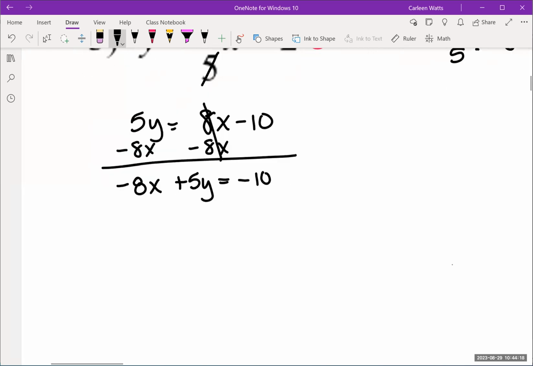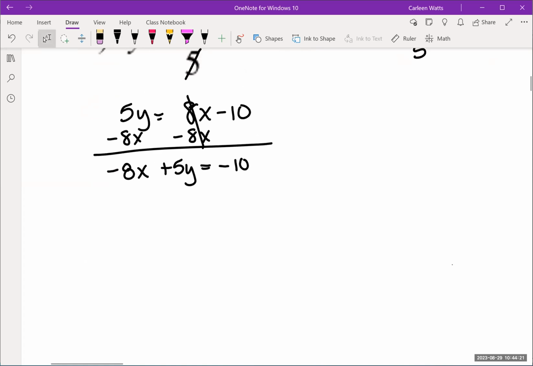Okay, now in Khan Academy, when you're doing practice problems, you leave it like this. But for those of you heading to the next math class next year, math analysis, pre-calc, whatever, we don't really leave the x term as a negative. So we're going to divide everything by -1, even though I would have given you credit for -8x plus 5y equals -10.